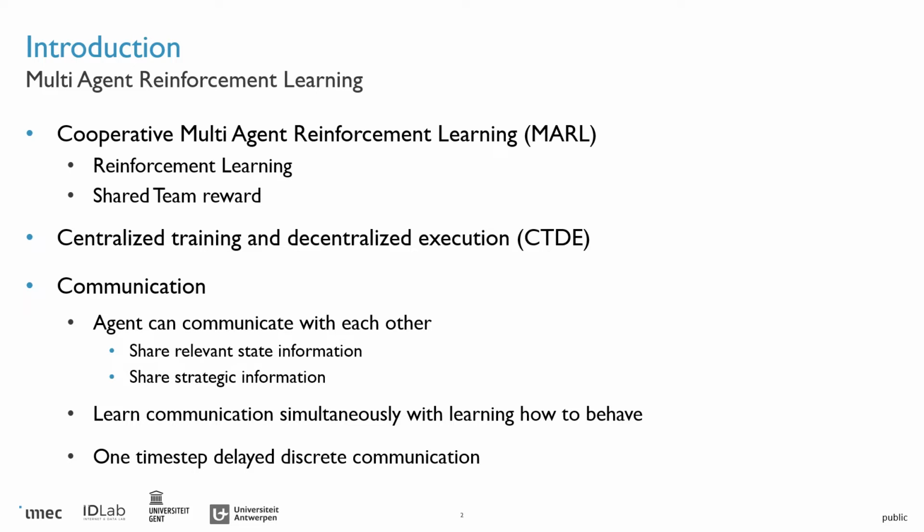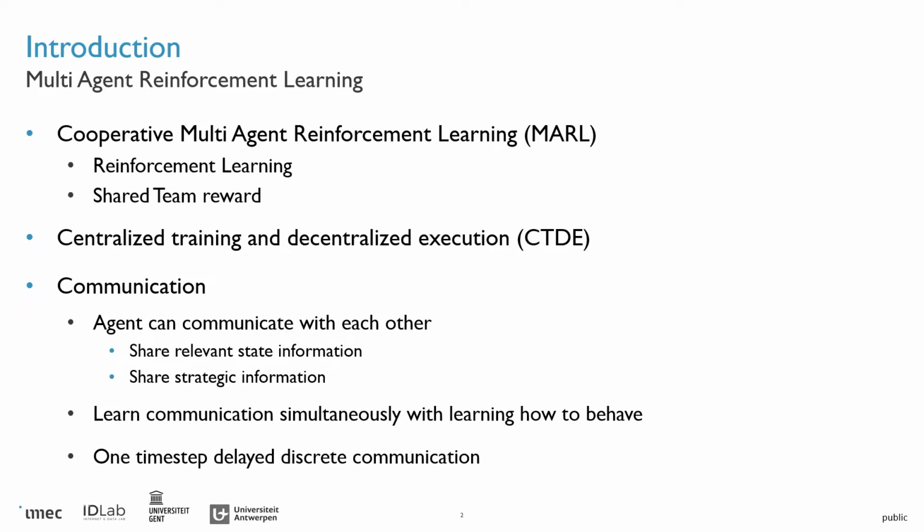Additionally, we will use the centralized training and decentralized execution paradigm. This means that during training, the agents have access to the policy of the other agents, to the observation of the other agents, and can have access to a centralized critic. However, during execution, the agents only have access to their local policy and their local observation and do not have access to this centralized critic.